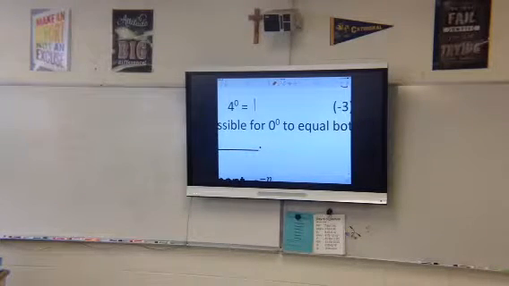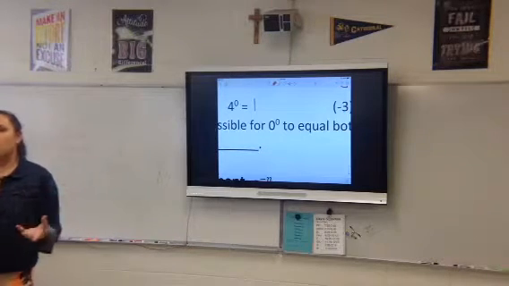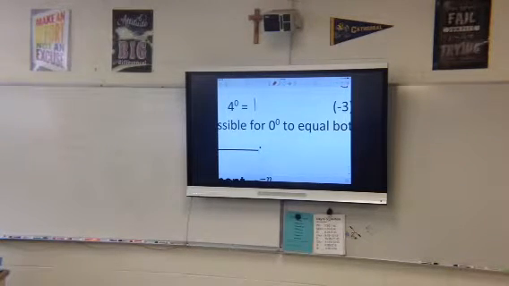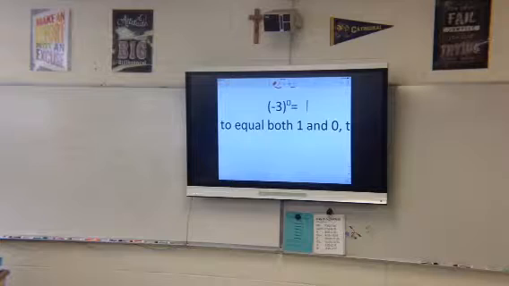If you think about 0 to the 0, I just said anything to the 0 power is 1, right? But if you think about 0 to the 0, you have nothing, and you raise it to nothing, you would get 0. So that can't be both. It can't be 0 and 1. So take a second and put 0 to the 0 power in your calculator.